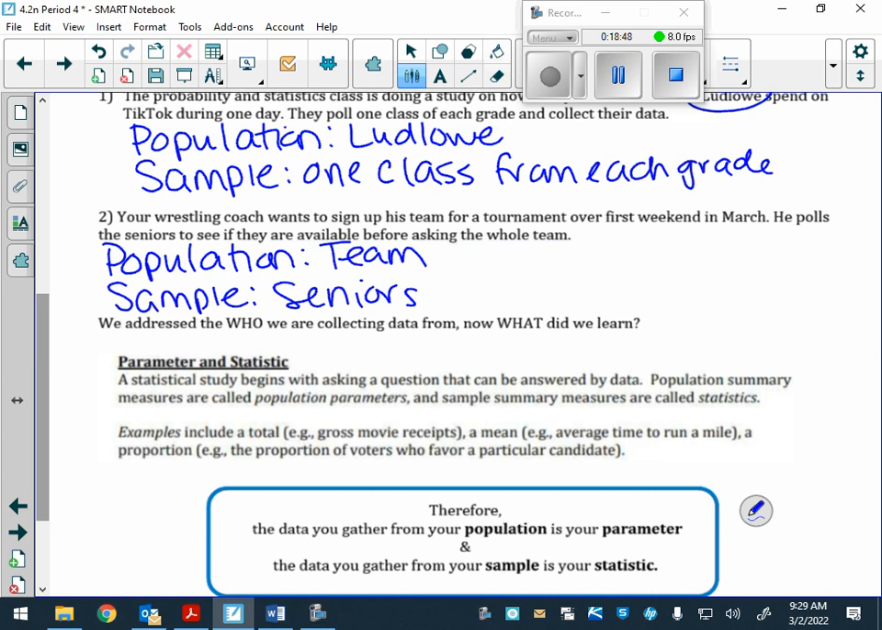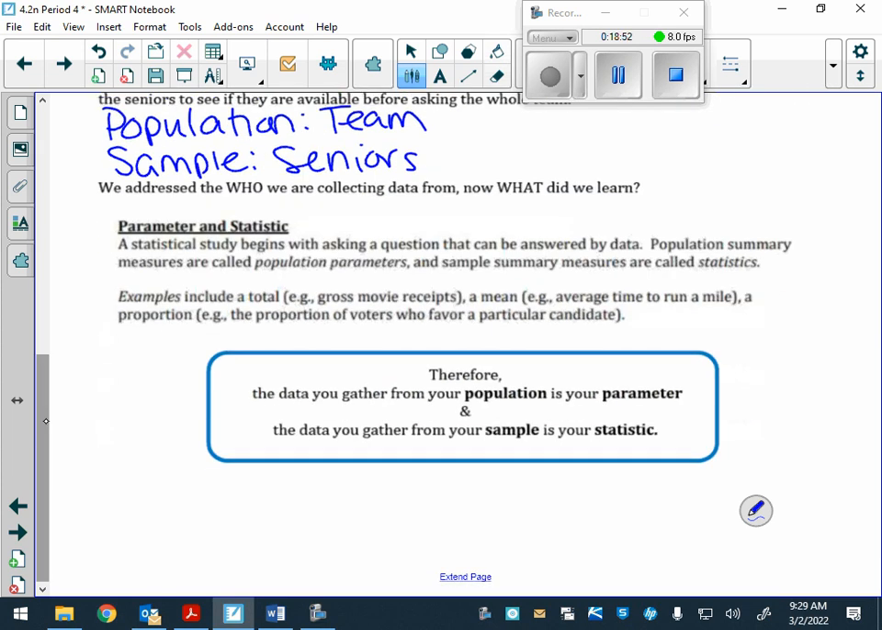Okay. So we addressed the who we are collecting data from. Now we have to figure out the what. Okay. So when we're talking about the what, you have 2 things to look for: the parameter and the statistic. Typically, we are given the statistic. Parameter is measuring the entire population, but that can only be done if a census is run.